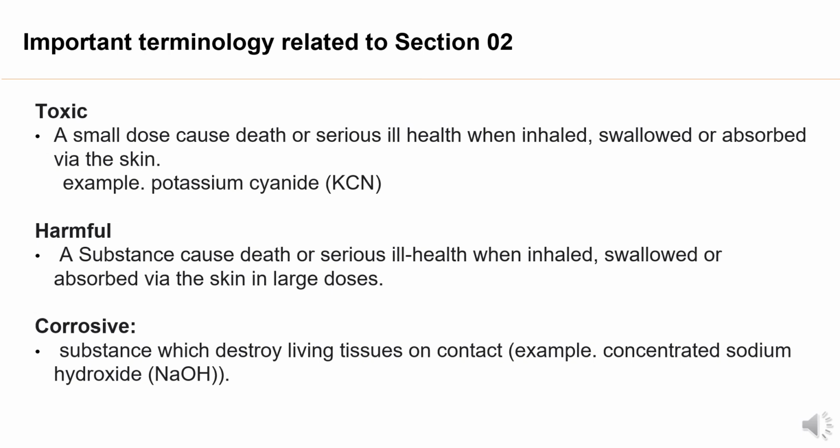Toxic. A small dose causes death or serious ill health when inhaled, swallowed or absorbed via the skin. Example: potassium cyanide, KCN. Harmful. A substance that causes death or serious ill health when inhaled, swallowed or absorbed via the skin in large doses. Corrosive. A substance which destroys living tissues on contact, example: concentrated sodium hydroxide, NaOH.